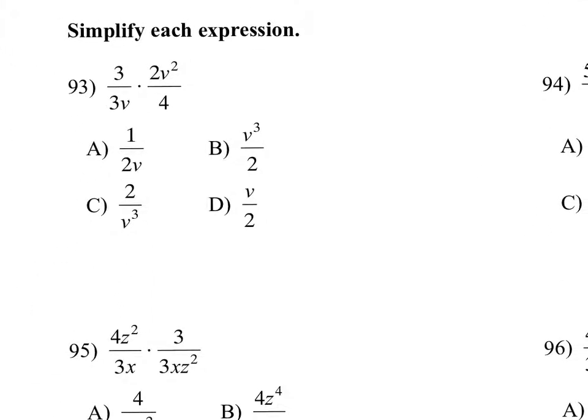Sometimes you're going to see things that are not necessary to factor or in pretty good shape for you, like number 93. I can cancel out the 3's before I begin. 2 over 4 reduces to 1 over 2, and v squared over v reduces to v on top. And v over 2 would be the final thing.